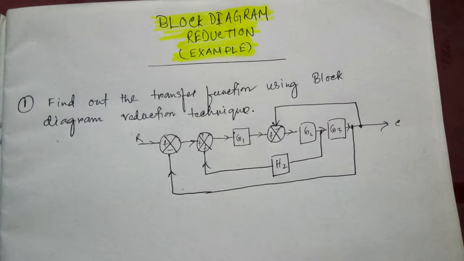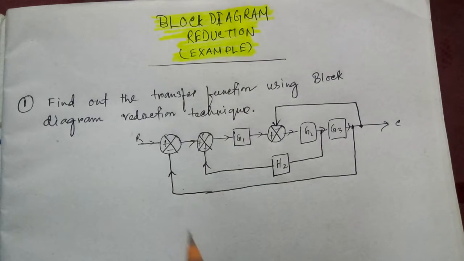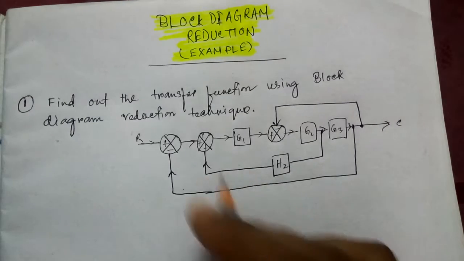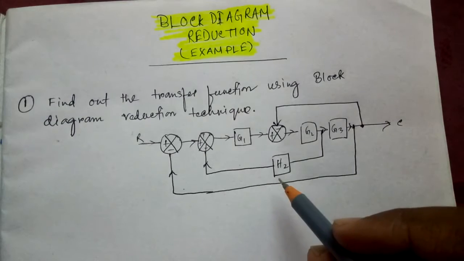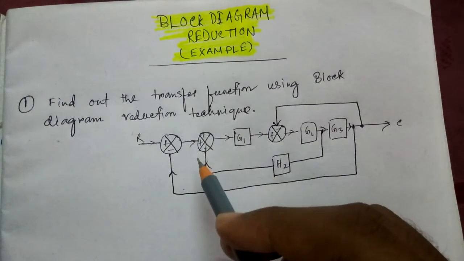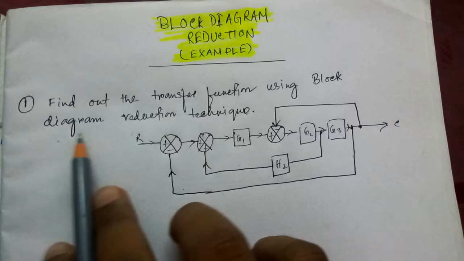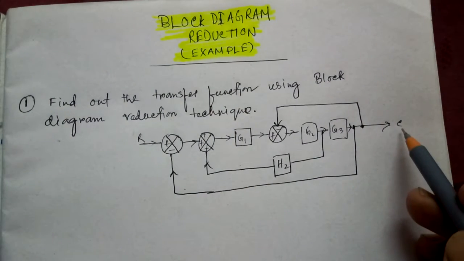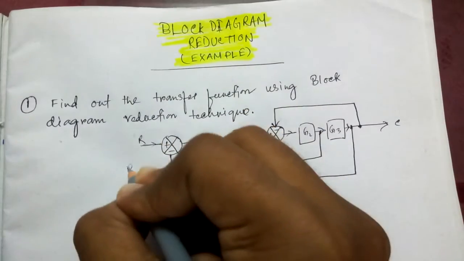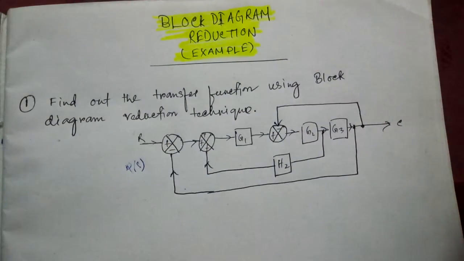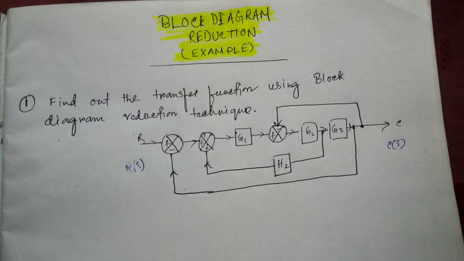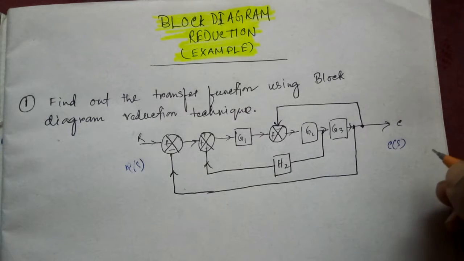Now here I am taking a question or a problem, and I am going to reduce this block diagram into a single transfer function. Find out the transfer function using block diagram reduction technique. Here the input is R and output is C. This R is actually R(s), the Laplace transform of input, and this C is actually C(s), the Laplace transform of the output.